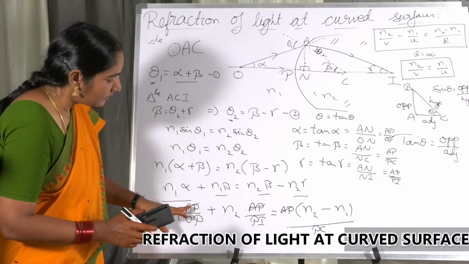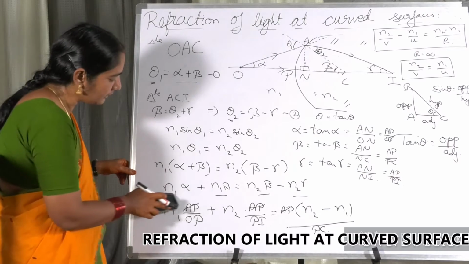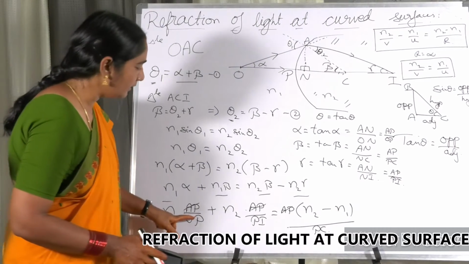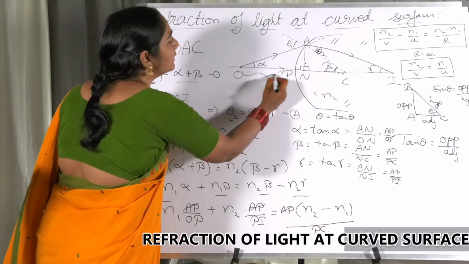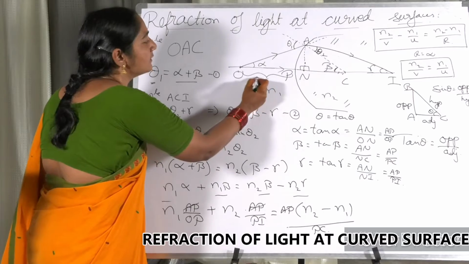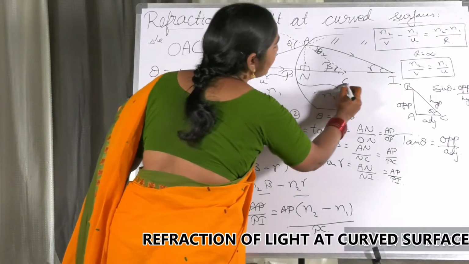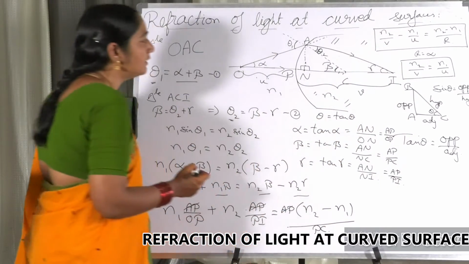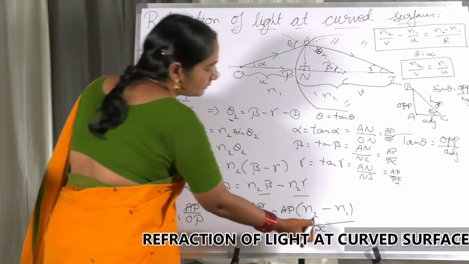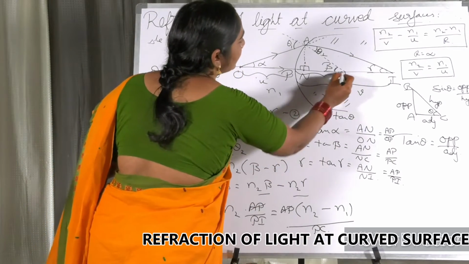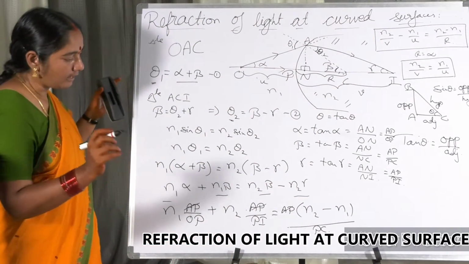Now my dear friends, in the next case, please try to understand what I am going to do in the next step. This is OP. OP is nothing but object distance. Next, PI. PI is nothing but the image distance. And next PC. This PC is nothing but the radius of curvature R.